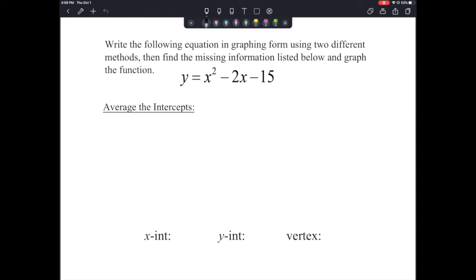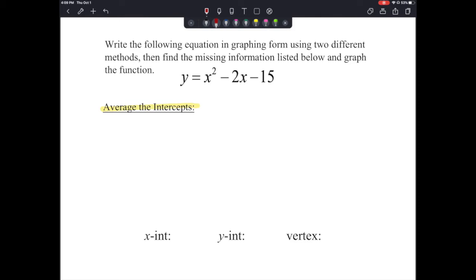The directions here state, write the following equation in graphing form using two different methods. Then find the missing information listed below and graph the function. The first method that we're going to use is the method for graphing using averaging the intercepts. You did this already in Algebra 1. You reviewed this in Chapter H1-18. We're just going to do it again right now.